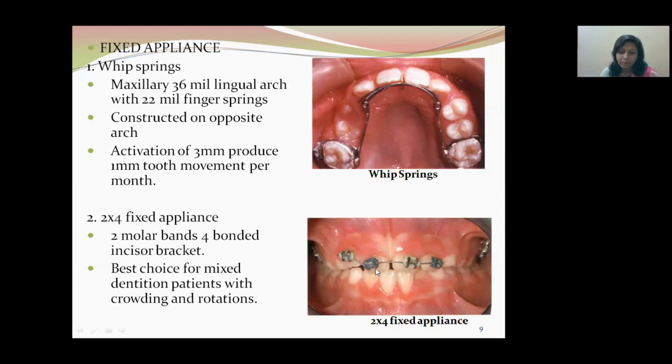The 2-4 appliance can also be used. It has 2 molar bands and 4 incisors are bracketed, and the wire is inserted with a certain extra length. It is the appliance of choice for mixed dentition patients with crowding and rotations.